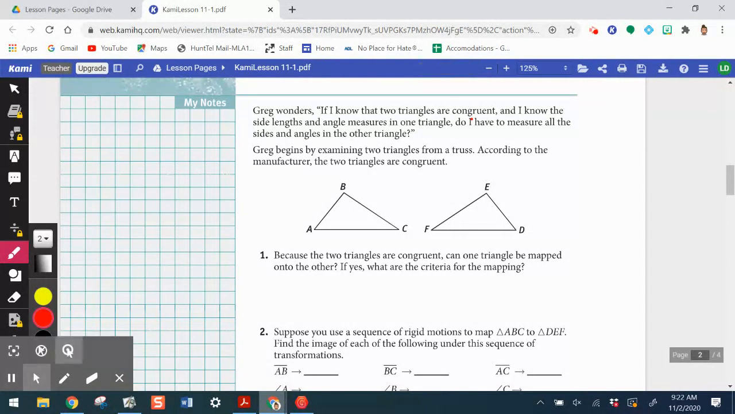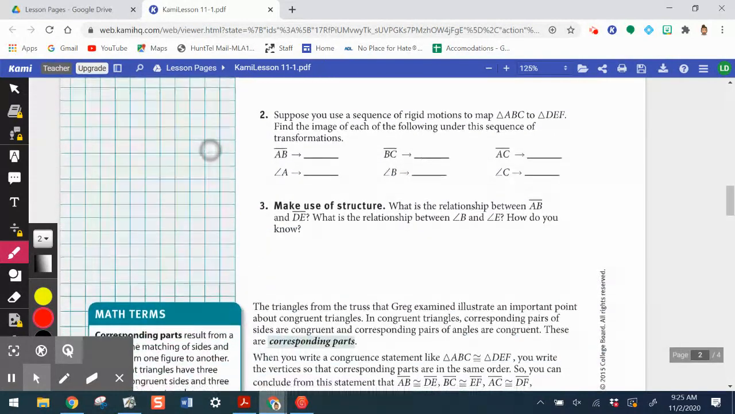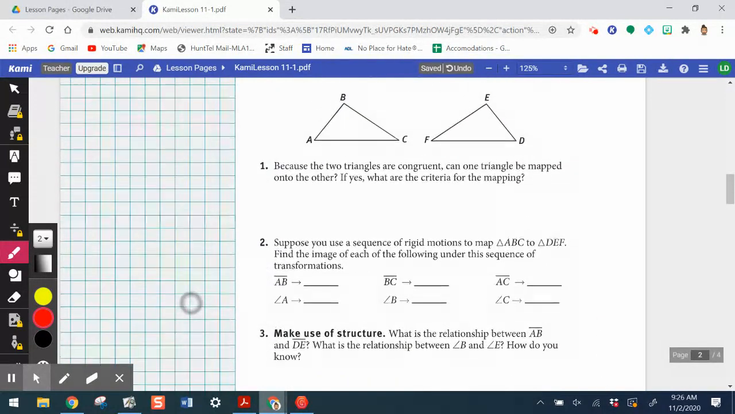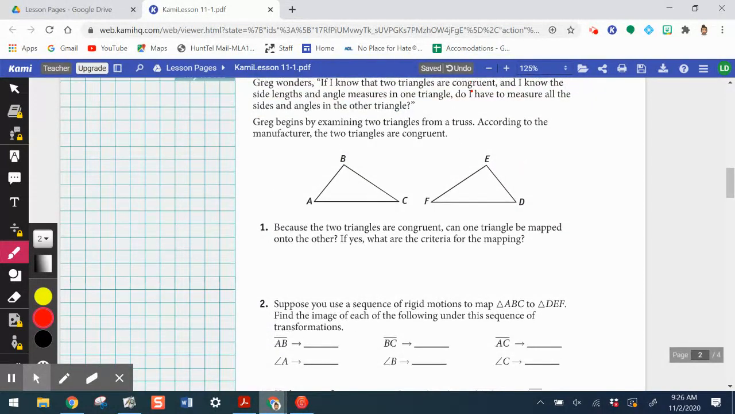So we know that congruent figures, or in this case, congruent triangles, are going to have the same size and shape. So Greg's already thinking there's got to be a shortcut, right? If I know the measures of side lengths and angles of one triangle, do I have to measure all the sides and angles in another? So with that in mind, if you would, go ahead and draw a line under number 3. See if you can complete 1 through 3 on your own before playing through the video.